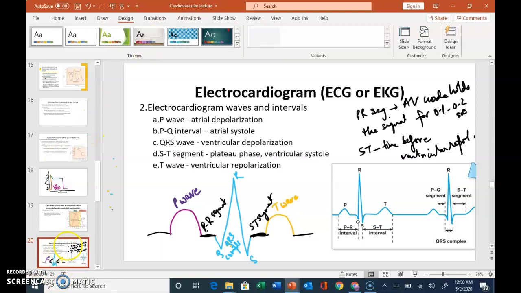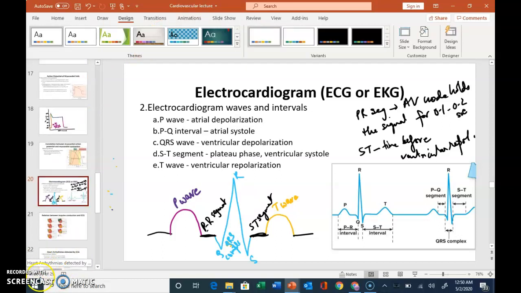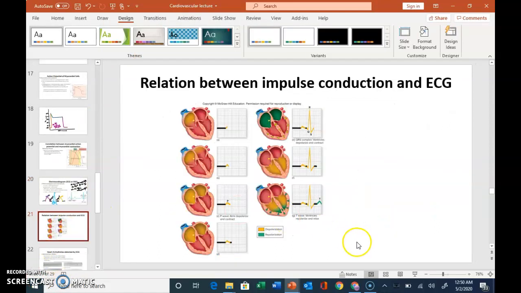All right, I'll stop here and then start. Actually, no, I can do this one. All right, so this is actually showing us a relationship between impulse conduction and ECG. At the very bottom of this diagram, I want you to notice that yellow represents depolarization and green represents repolarization right here. So let's take a look.